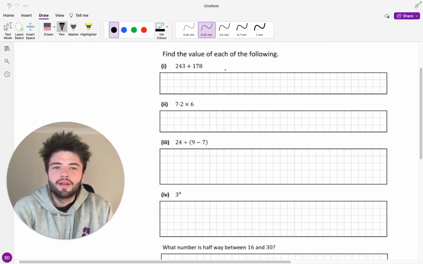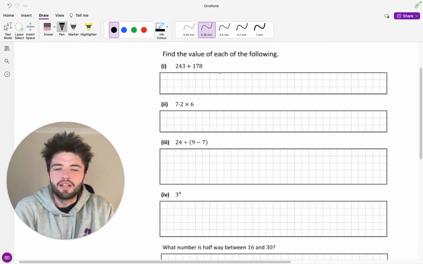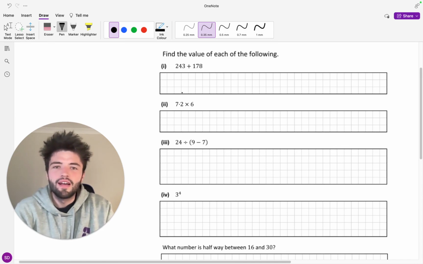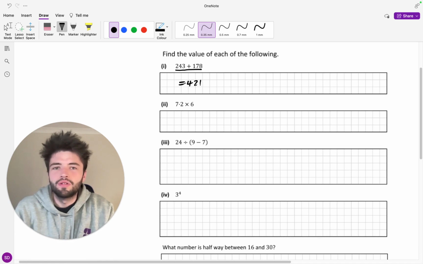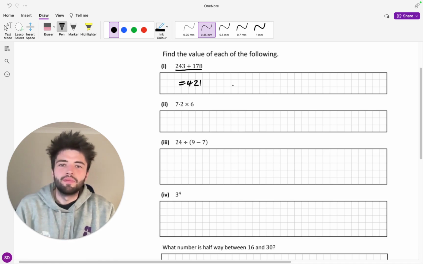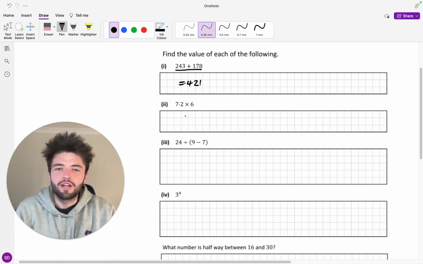Okay, so in this question we're going to be asked to find the value of each of the following additions and multiplications and so on. So we're going to be focusing on the order of operations. And we've got a nice simple one for part 1 where we've got 243 plus 178. And we can of course use a calculator for this. And when we plug that in, we're going to get a value of 421. So that is going to be our answer for part 1. So just a nice bit of addition there with some bigger numbers, but hopefully nothing too scary about that.